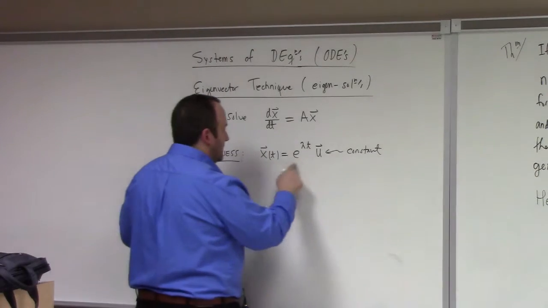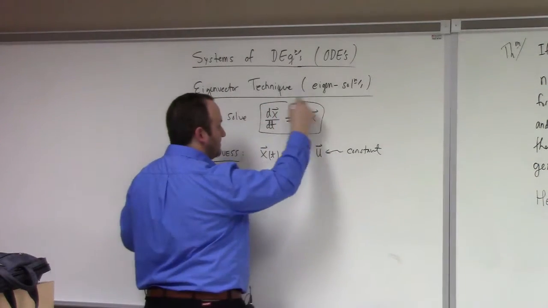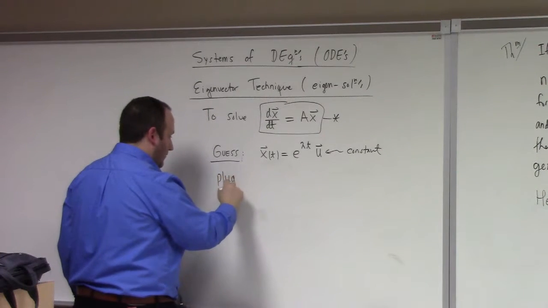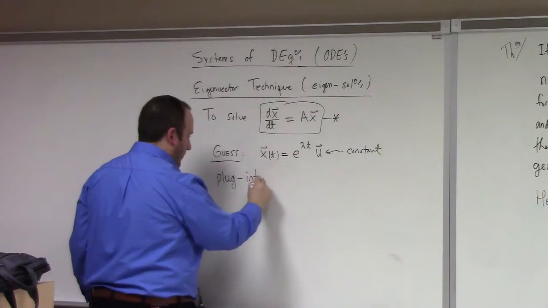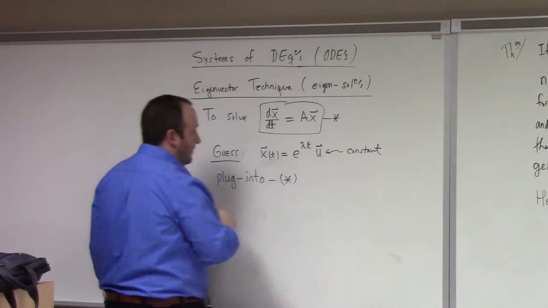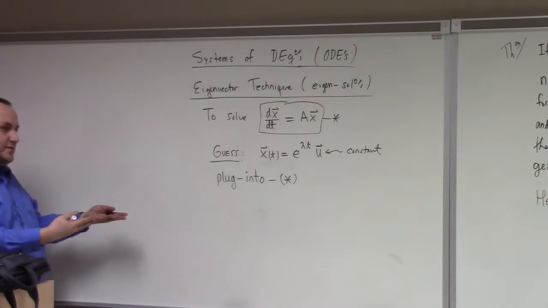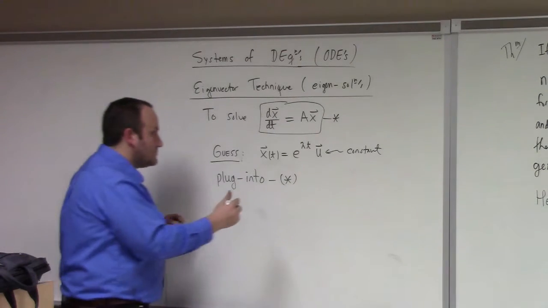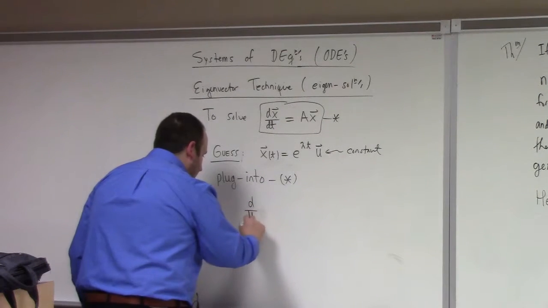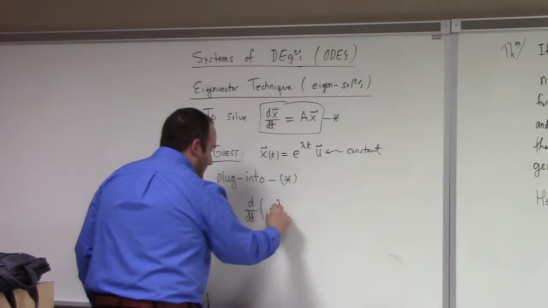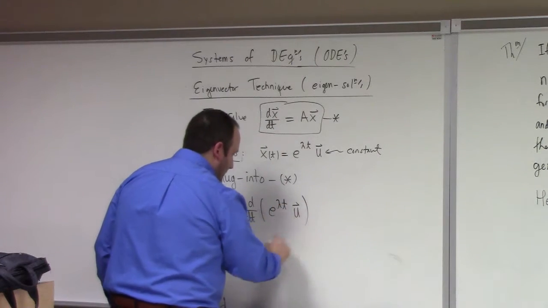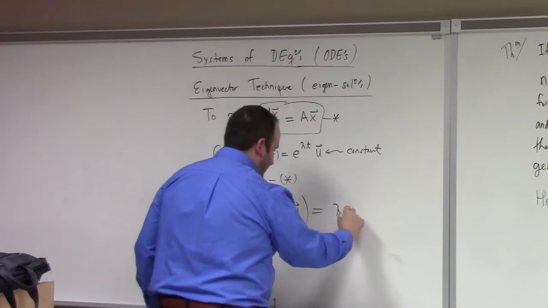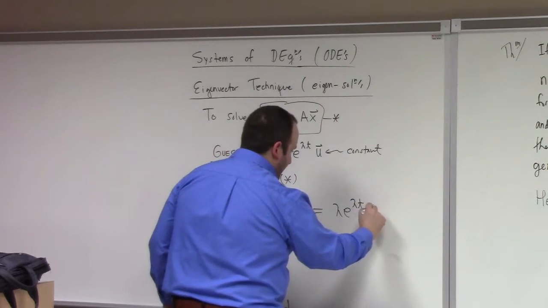Okay, so if this is going to be a solution to star, what does that mean? Right? If it's a solution to a differential equation, that means when you plug it in, it works, right? So we have d/dt of e^(λt) times u. Now, how does that work? Well, you can pull the constant out. You get λ e^(λt) times the u vector.